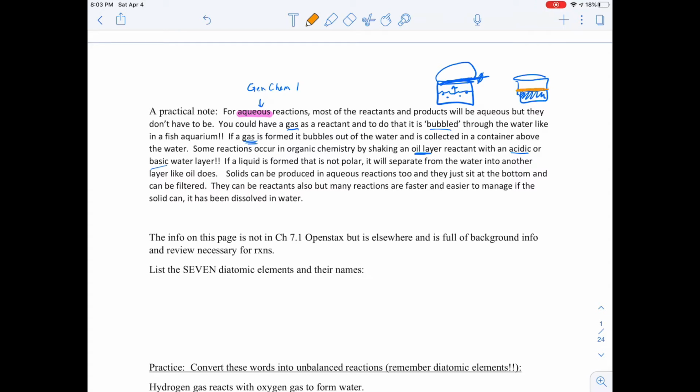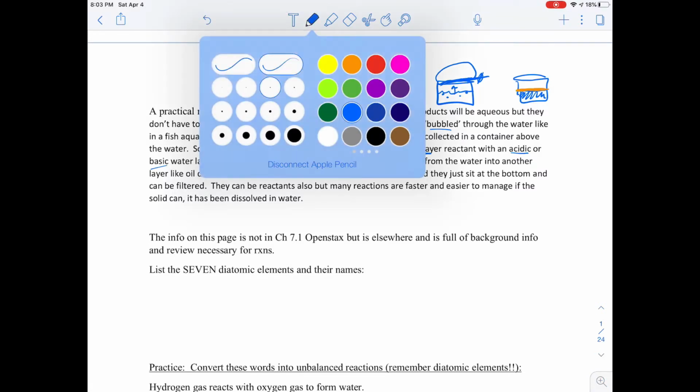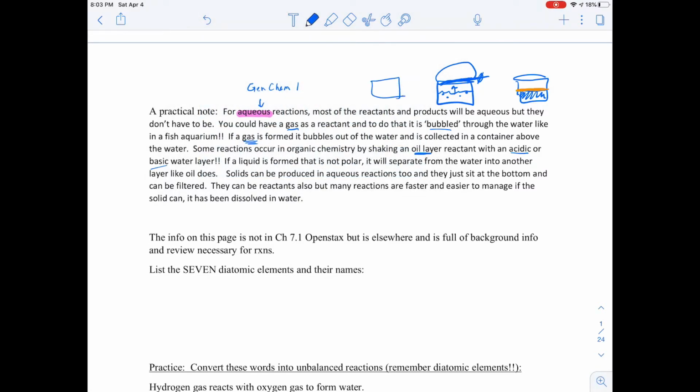You can also make solids, and they just sit at the bottom. You can have your container and your liquid, and then you end up with a chunk of something at the bottom. Sometimes it's finely dispersed all over, sometimes it gets stuck on the sides, but it's definitely little bits of solid. Those can be produced, sit at the bottom, and be filtered. You've already done a lab with a coffee filter: if you pour something through a filter, the solid will sit on top of the filter, and the liquid will go on through.